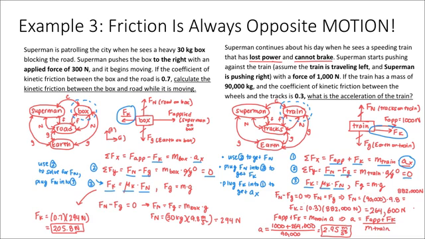Right, you'll notice in both cases, Superman is pushing to the right. But on the left, the box is moving to the right, and on the right side here, we have the train moving to the left. And so the force of kinetic friction, you'll see, are in opposite directions in these two problems. All right.